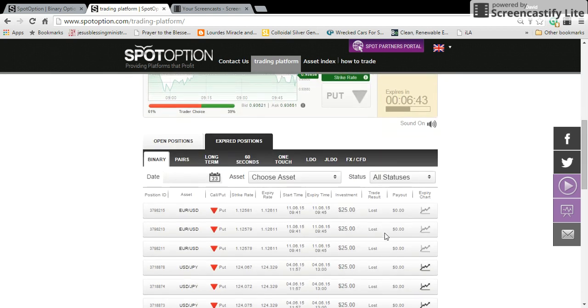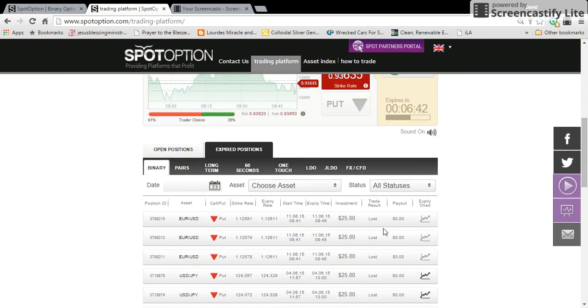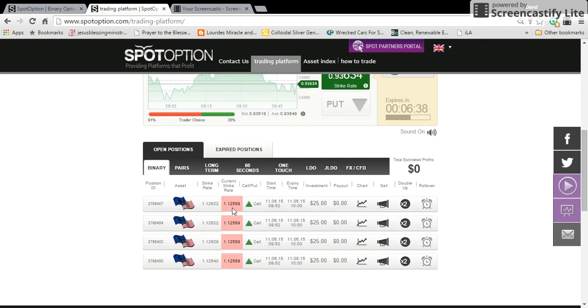Then you come down here and use your expired position, sorry, and you click on open positions right here. And you see the active right here. So you've got the position ID, which you don't really need to worry about too much. It just tells you where you get your position. This is your currency pair. This is the strike rate. This is the price you entered at, the point in time when you actually clicked the button to purchase. So it's going to vary. These are all pretty close to one another.